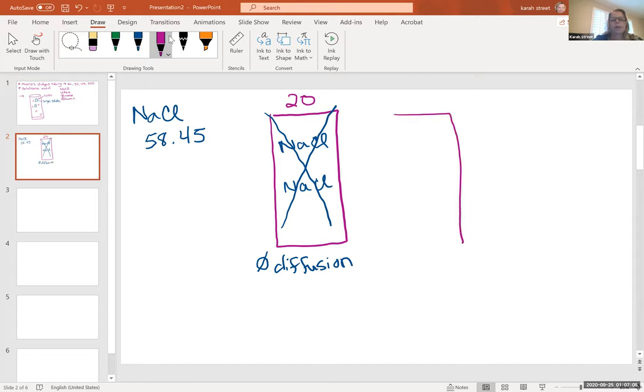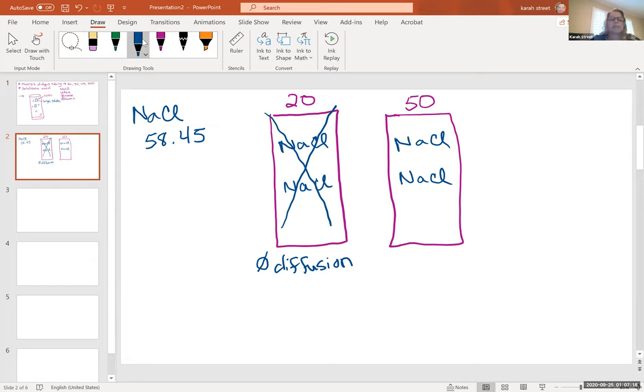Then we used a molecular weight cutoff of 50. Again, we put in sodium chloride. Sodium chloride has a molecular weight of 58.45. Our molecular weight cutoff was 50. Did sodium chloride diffuse? Who actually did the experiment? Did sodium chloride diffuse out of this bag? No. Yes, it did. It absolutely did. Look at your data. You don't have a zero for zero diffusion. You have numbers. Sodium chloride was able to diffuse through these pores that have a molecular weight cutoff of 50.